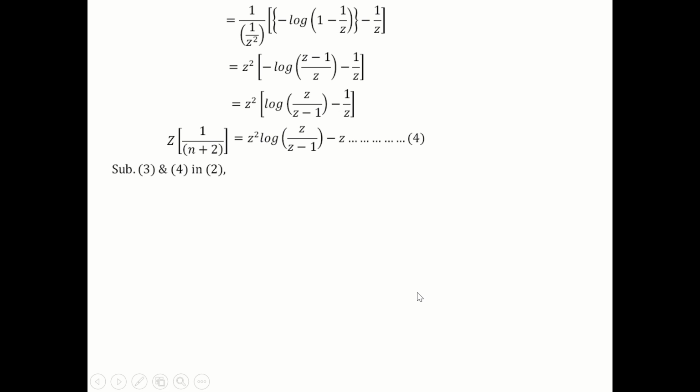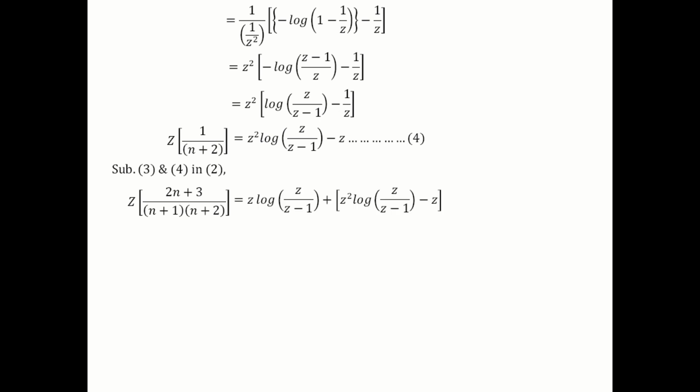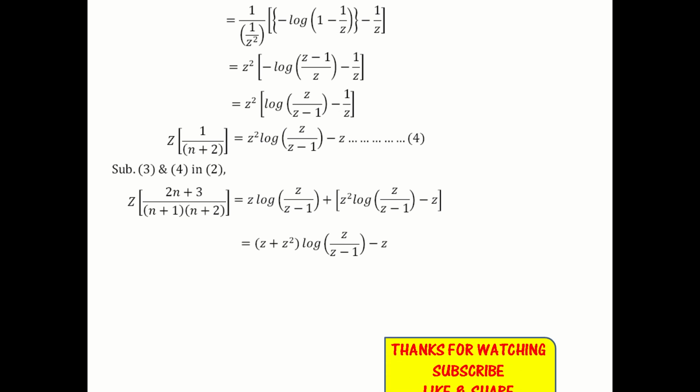So substituting 3 and 4 in 2, the Z transformation of (2n + 3) / ((n + 1)(n + 2)) is equal to z log(z/(z - 1)) plus z^2 log(z/(z - 1)) minus z. In the first two terms you have log(z/(z - 1)) common. Take it outside: first term z, second term plus z^2. So (z + z^2) log(z/(z - 1)) minus z.